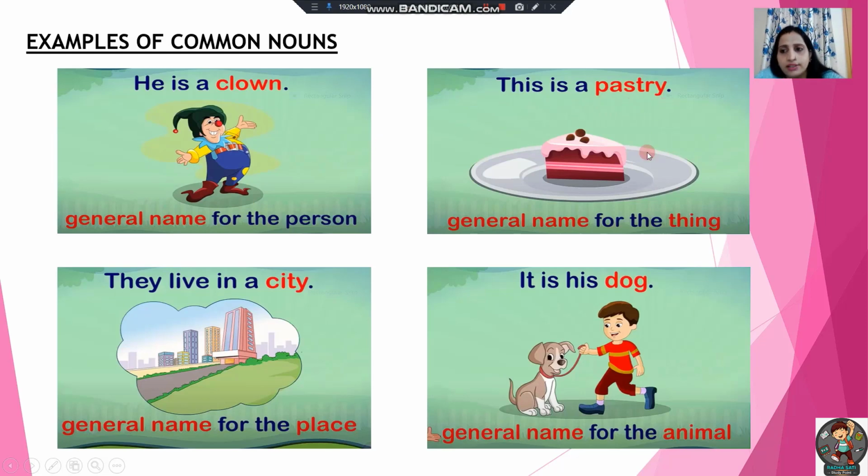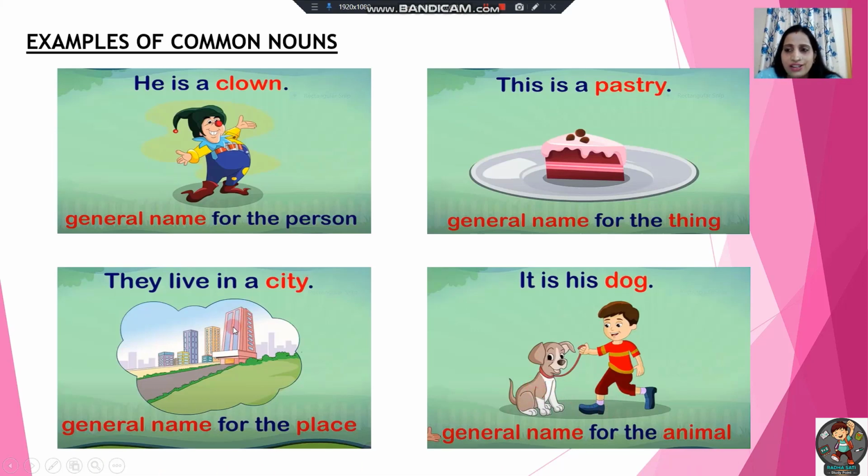Similarly, this is a pastry. तो यहाँ पे पेस्ट्री के किसी स्पेशल फ्लेवर की बात नहीं की गई है, so it will also be a common noun. They live in a city, but we are not talking about a particular city. ये हमने जनरल नेम दिया है for the place, so it will be a common noun. And it is his dog. तो यहाँ पे भी हम dog की बात कर रहे हैं, but dog का कोई particular name नहीं है. So this will also be an example of common noun.